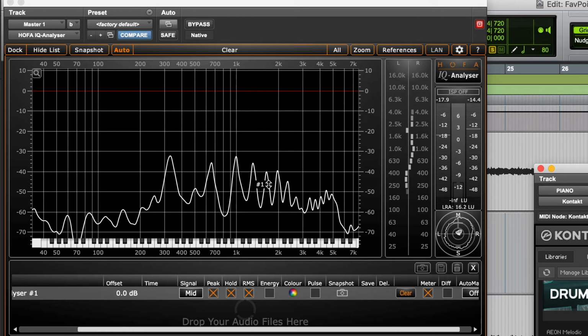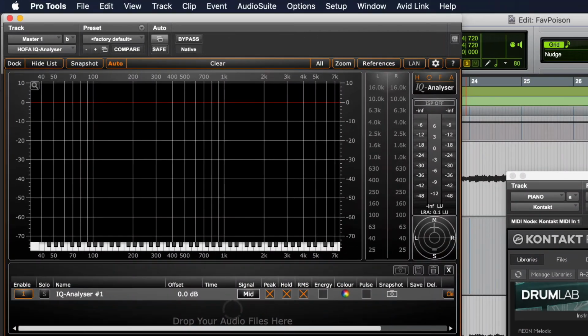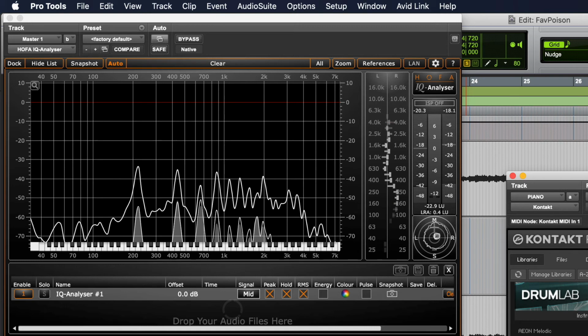In this case, E4, we have 330 hertz. The next harmonic is at 660 hertz. The next one is 990 hertz, and then the next one at 1320, and so on. When I play A3, I will have the main frequency at 220 hertz. Let's listen now only to the 220 hertz without harmonics.